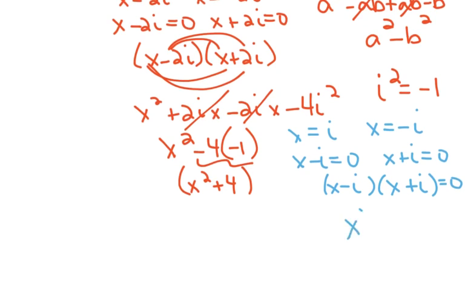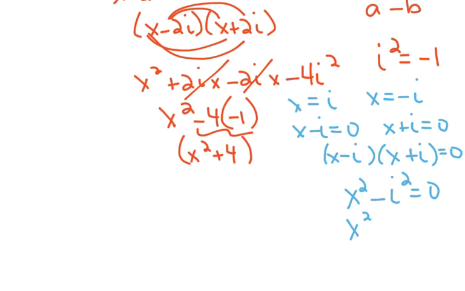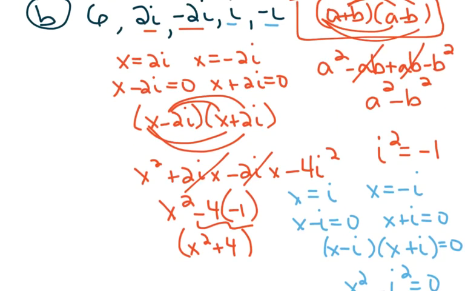It's going to be x squared minus i squared, because the middle terms cancel. Remember, this is the only case where that's going to happen. And we just said that i squared is the same as -1. So I'm going to get x squared plus 1. And that's my next factor. I'm not done with this problem because there's still a 6.